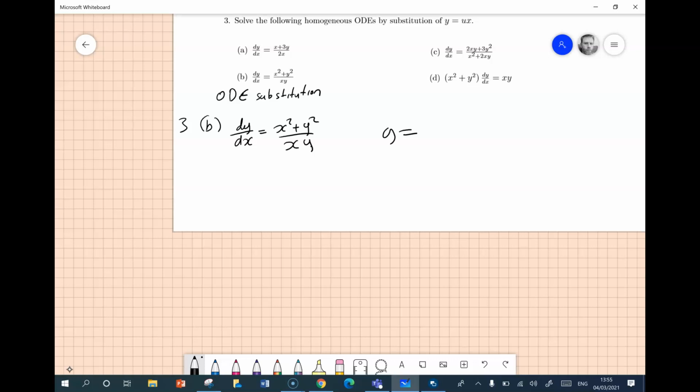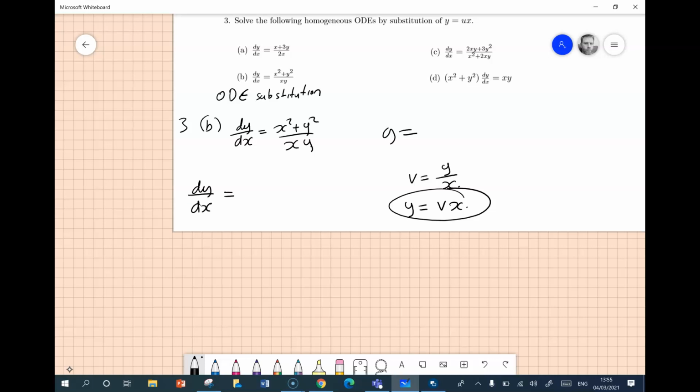Then I'll try separation. I'll try to get the x's with the x's and the y's with the y's. Again, I'm going to run into a brick wall there. So I'm going to try substitution. We always want our substitution to be v equals y over x. So the x that is dividing comes across to multiply, so y is equal to vx. Everywhere we see y now, let's replace it with vx.